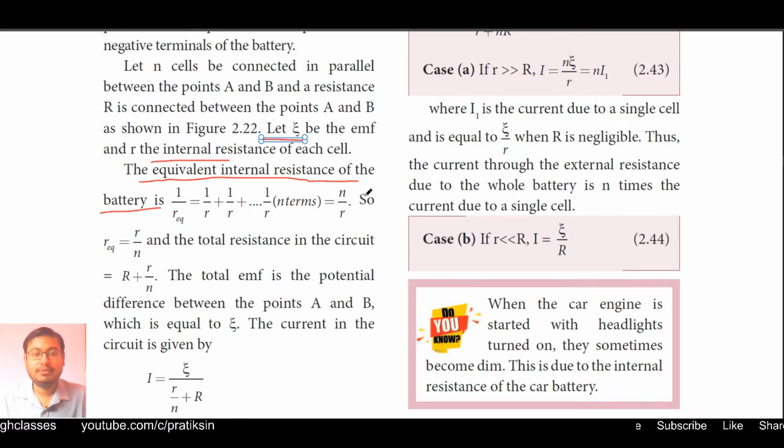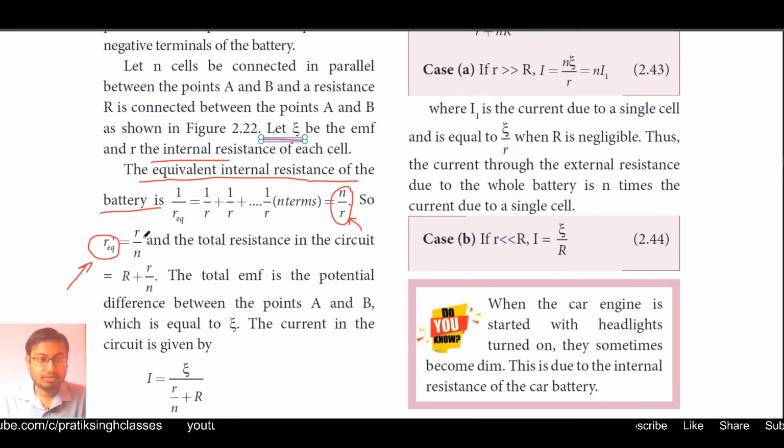Here, because we have n cells, 1 by R_eq is equal to 1 by r plus 1 by r plus 1 by r up to n times. So if you add all, it will give you n by r, that means total number of cells divided by the internal resistance of one cell. If you take the reciprocal, it is r by n. We get the equivalent resistance of the circuit, or of the battery. This is the internal equivalent resistance of the system of cells combined in parallel connection.